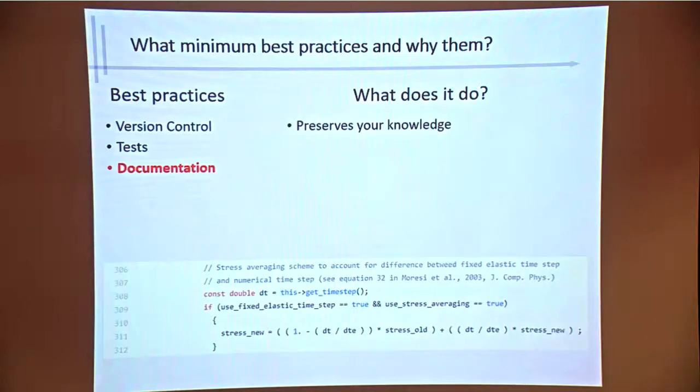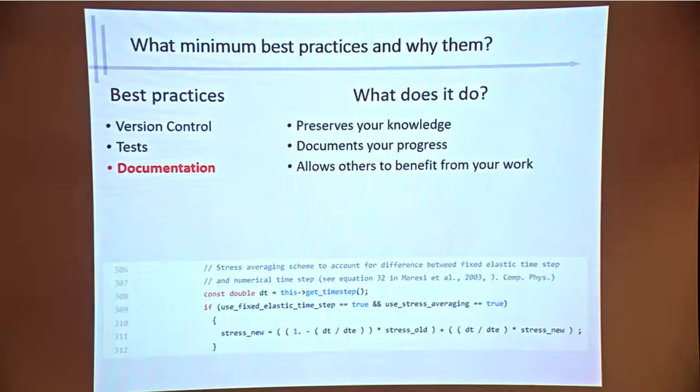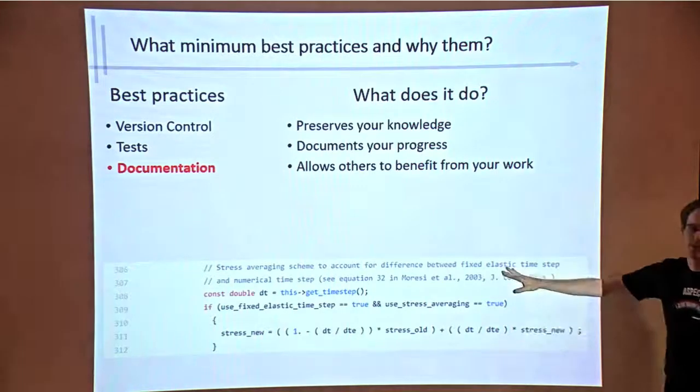Okay, what does it do? If you write documentation in a good way, it preserves your knowledge. You know most about this part of the code right at the time when you write it. In a week you have forgotten about it, or at least in 6 months you have forgotten about it. It documents progress. It allows others to benefit from your work. They don't have to repeat the thought process, how you got here, if you have a good comment above it.